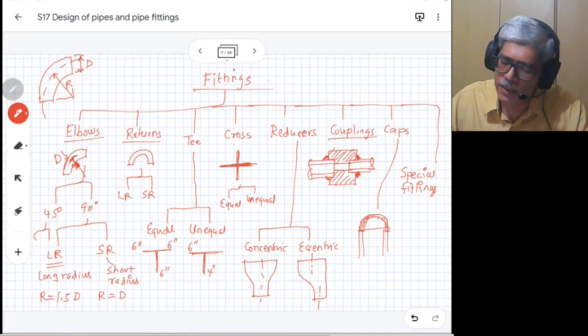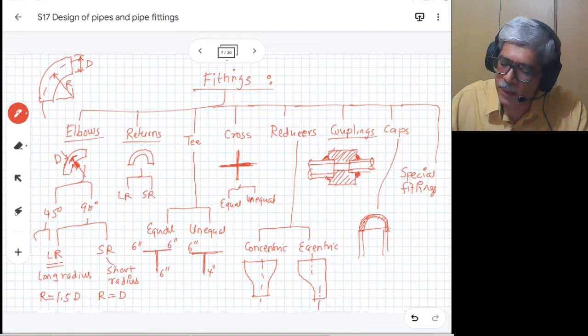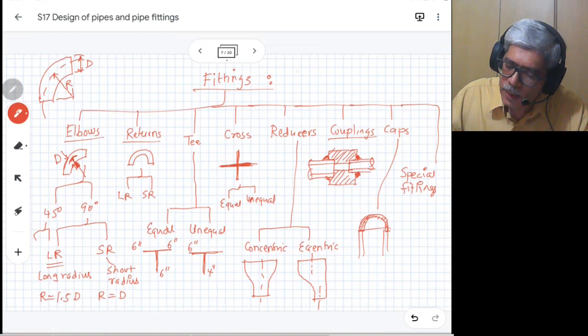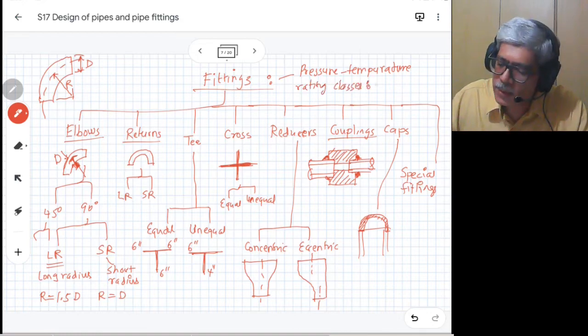So all these fittings, they are standardized, and the fittings are available as per the standard, and they are available in terms of pressure temperature rating class. Just like the flanges, they also are available in pressure temperature rating classes. So typically you will have the classes which are 2000 class, 3000 class, 6000 and 9000.